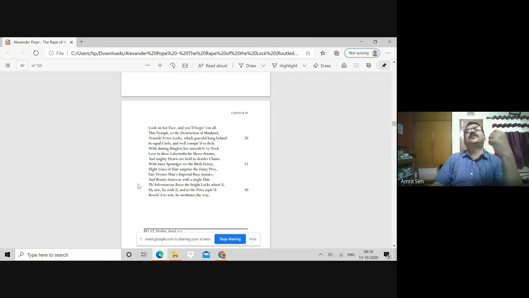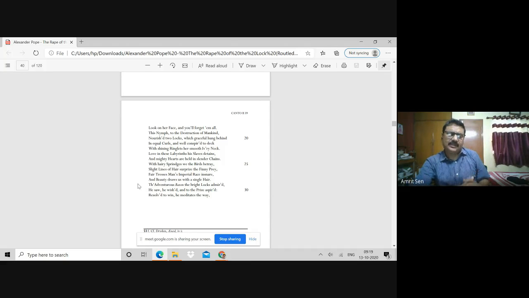Nourished two locks. The two locks which graceful hung behind. Once again, there is the suggestion that Belinda's lock will prove to be an object of great conflict. Once again, see how Pope is using figures of speech like metonymy and synecdoche.